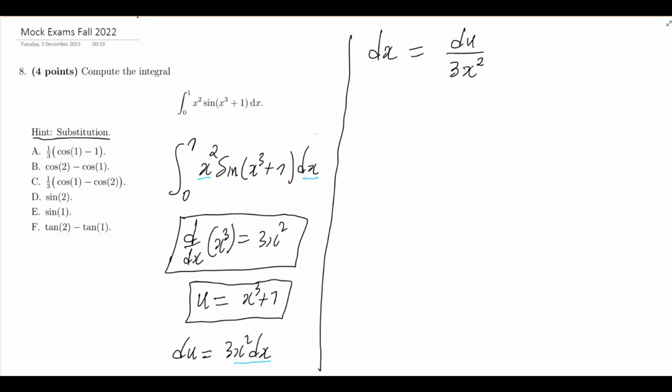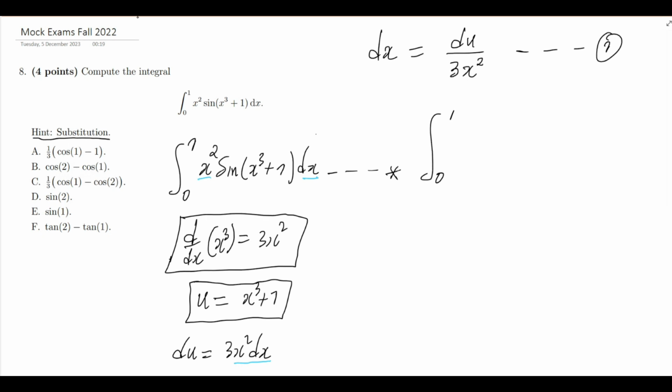So we can call this equation star, and we call this equation 1. It's very important to number the equations. If we take equation 1 and substitute in our equation star, we get the integral from 0 to 1 of x squared sine of u, since we already saw that this is u, and our dx is du all over 3x squared. We notice that x squared is going to cancel with x squared, and everything is in terms of u.